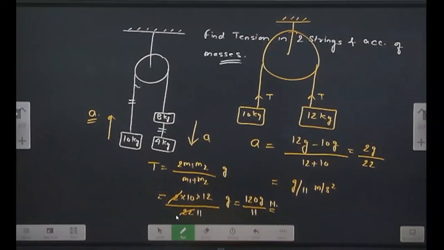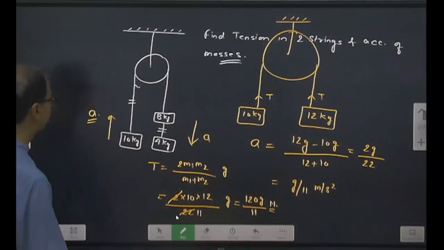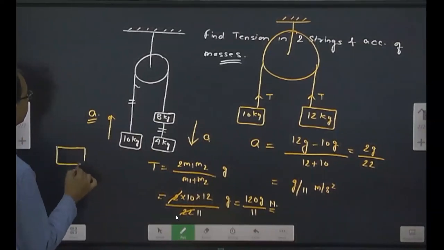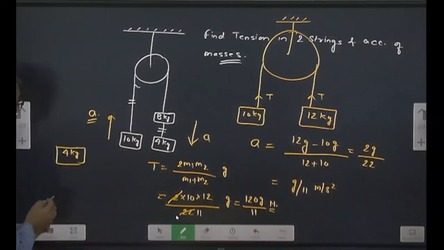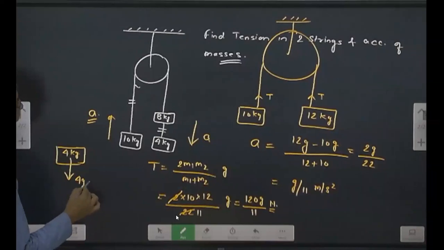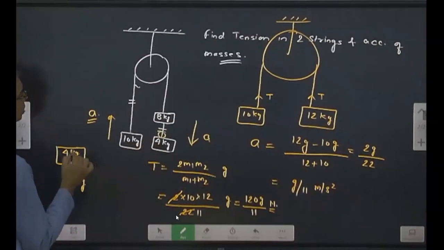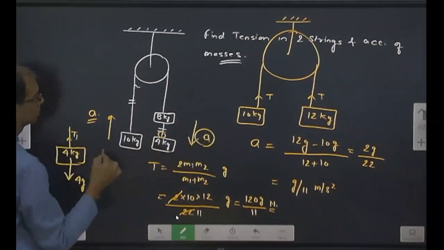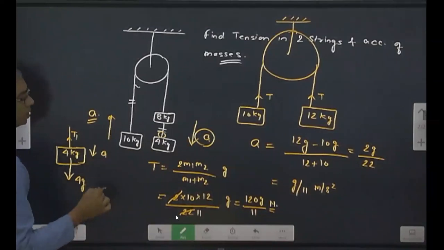Completed? Yes, sir. Okay, let's go for 4 kg now. So for the 4 kg, we have to make the free body diagram. There is a 4 kg here. Weight is acting down, which is 4g. And here, there is a tension, the tension is there upwards. And where is this 4 kg going? Down, with acceleration A. And acceleration A also we know.